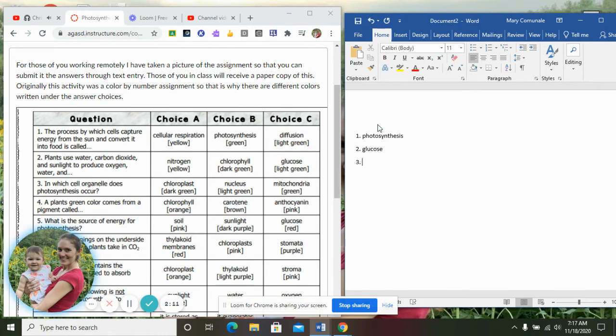In which cell organelle does photosynthesis occur? The chloroplast, the nucleus, or the mitochondria? So the chloroplast is the only organelle that plants have that we don't have in common. So I'm going to go with that one. Because if we had a chloroplast, we would be able to photosynthesize as well. We do have a nucleus, and we also have mitochondria.